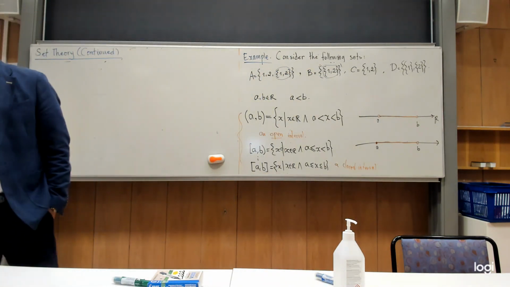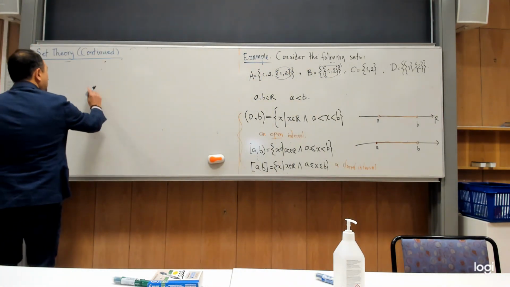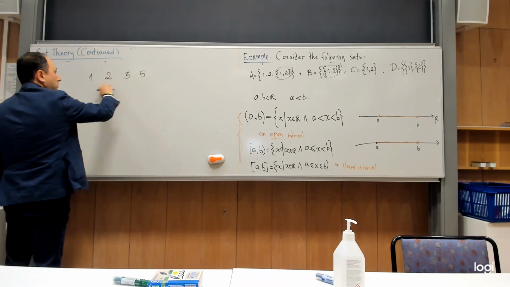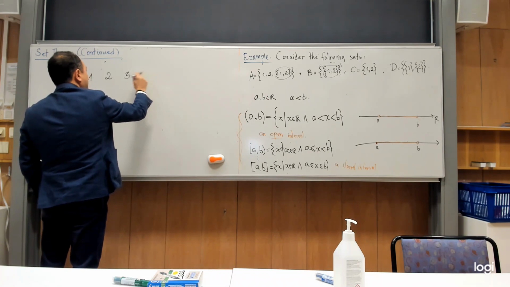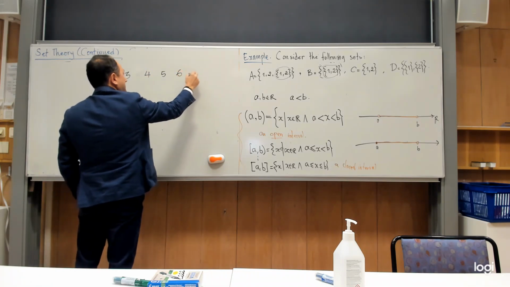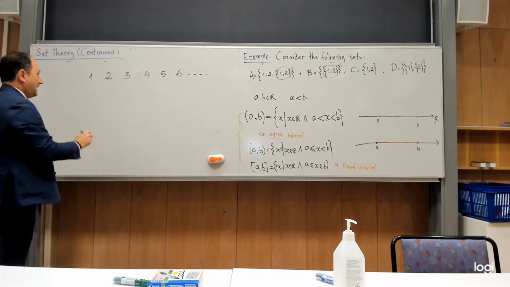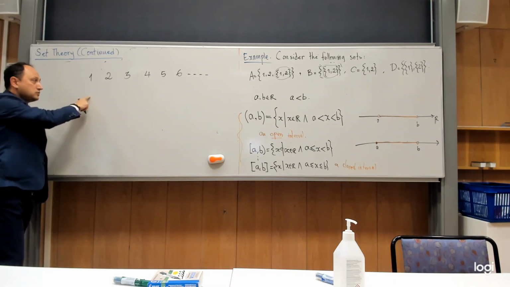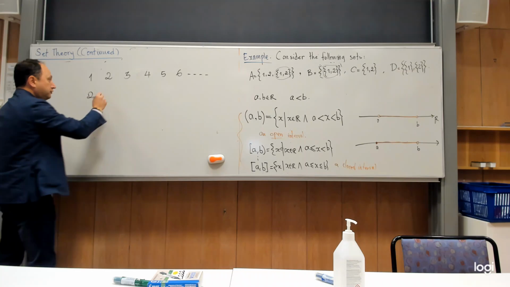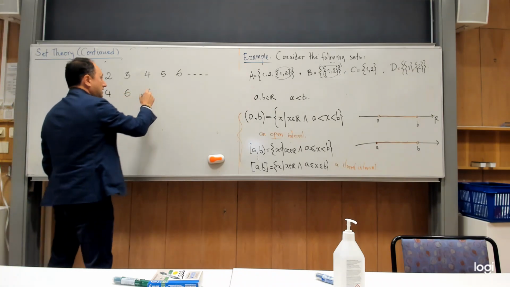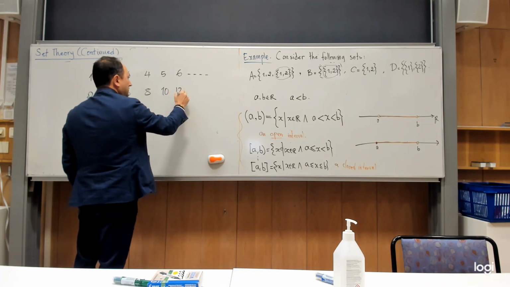Let me give you another example. So let me list all the natural numbers here: 1, 2, 3, 4, 5, 6, etc., etc. Yes? And then let me write only the even numbers below. So I would write 2, 4, 6, 8, and then 10, 12, etc.